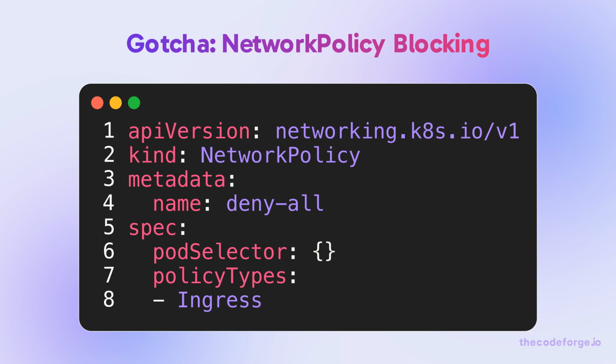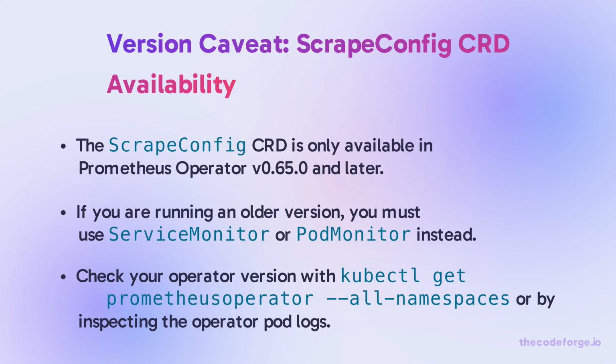A network policy that denies all ingress without allowing Prometheus's namespace will silently block scraping. Always include an ingress rule that allows traffic from the Prometheus namespace. The ScrapeConfig CRD is only available in Prometheus Operator v0.65.0 and later. If you are running an older version, you must use ServiceMonitor or PodMonitor instead.